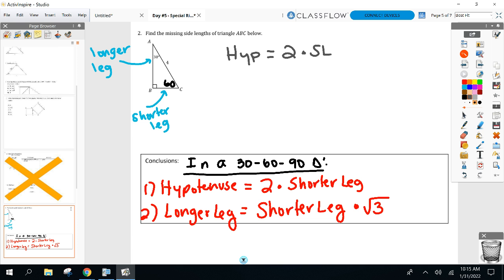Where's the 4 going into? Here you go. 4. It's the hypotenuse. Equals 2 times shorter leg. How can I get the 2 out of there so I can figure out what the shorter leg is? Divide both sides by 2. So my shorter leg has a length of 2. And again, what is the shorter leg again? Name it. BC. So BC is 2.